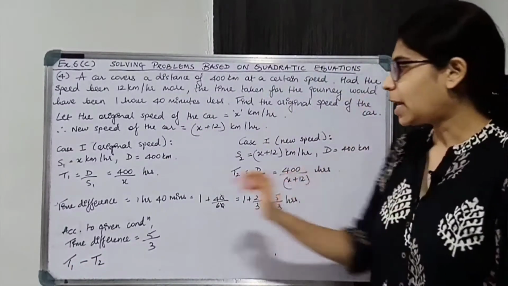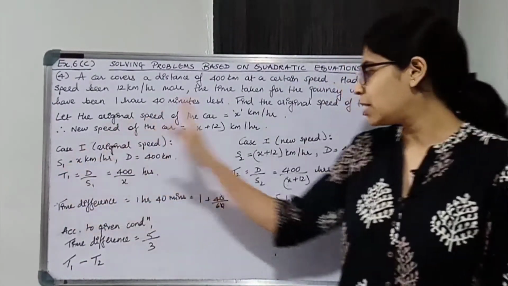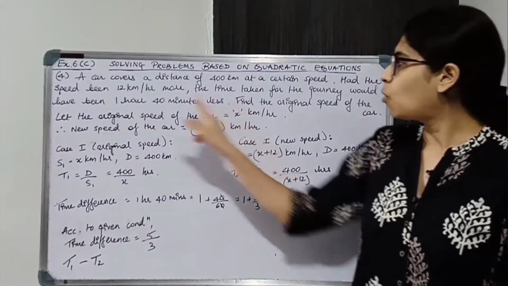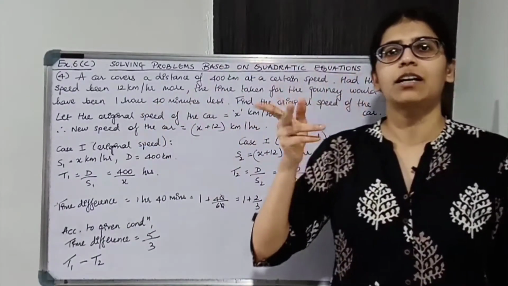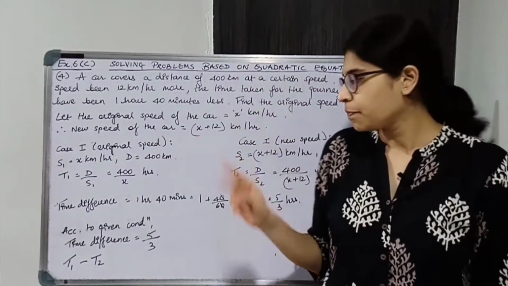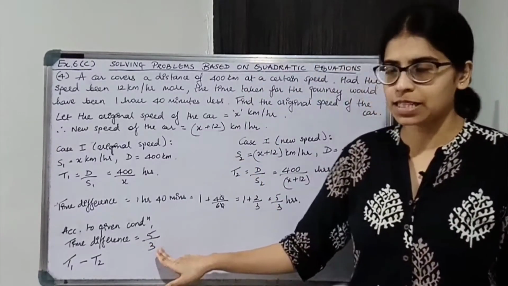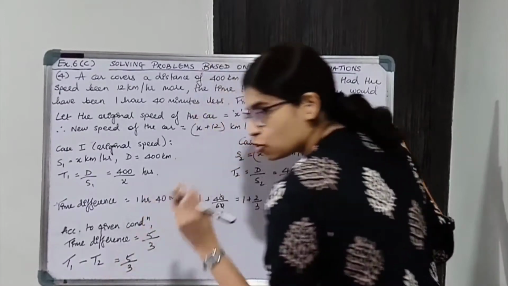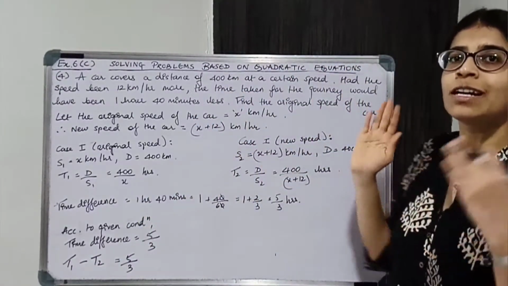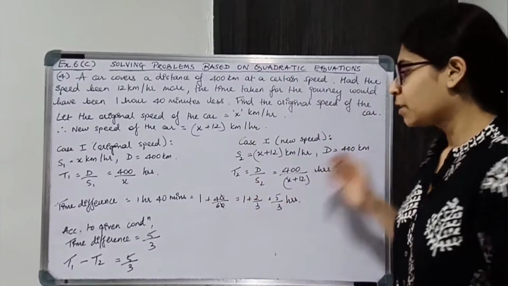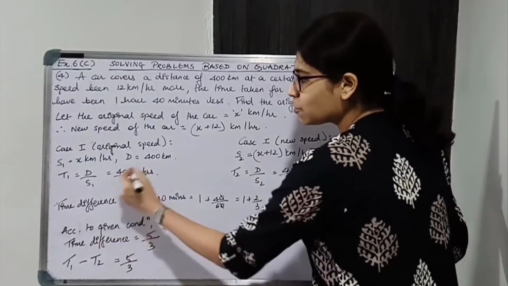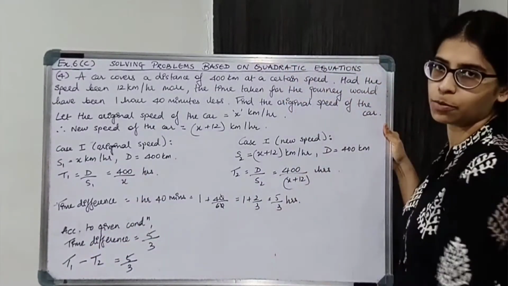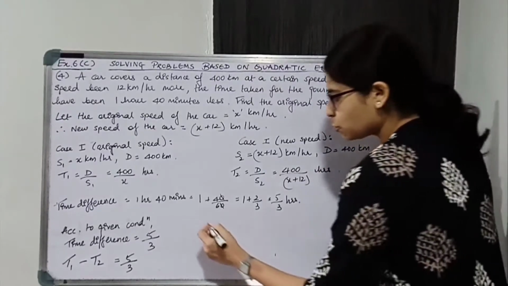Okay. Time taken in this case, time taken in this case, so 1 hour 40 minutes का difference आ रहा है in both the time taken. Okay, so 5 by 3 basically. So T1 minus T2 is 5 by 3. Make sure you're taking more minus less and not less minus more. Okay, so T1 is 400 upon x, this is 400 upon x plus 12, so we'll make substitutions.